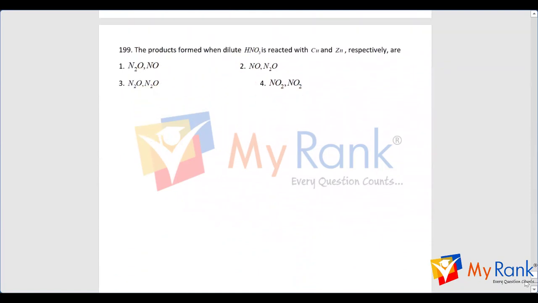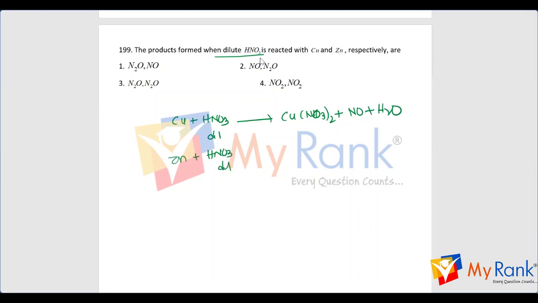Question number 199. The products formed when dilute HNO3 reacts with copper and zinc. When copper reacts with dilute HNO3, the product is Cu(NO3)2 plus NO plus H2O, and when Zn reacts with dilute HNO3, we get Zn(NO3)2 plus N2O plus H2O. The first one is nitric oxide, the second one is nitrous oxide. The second one is the correct one.